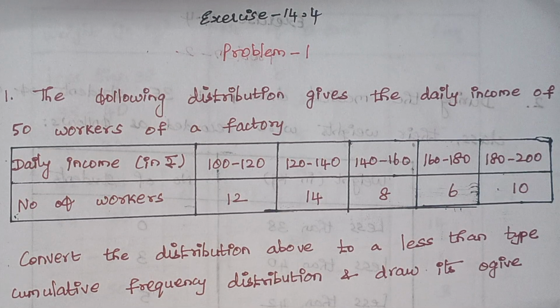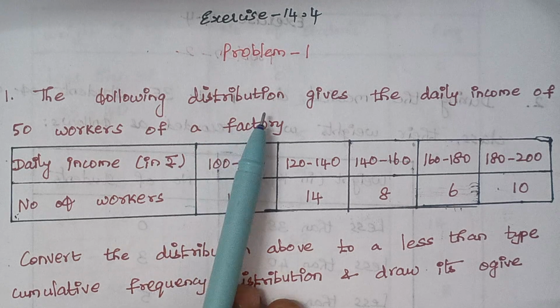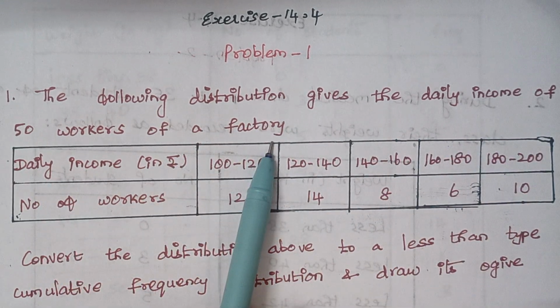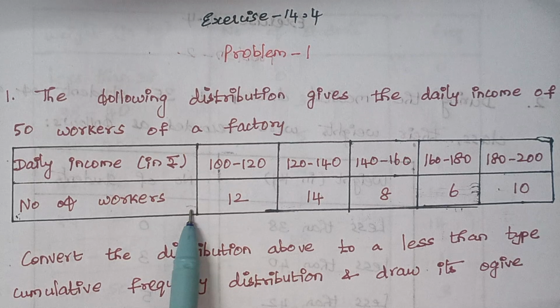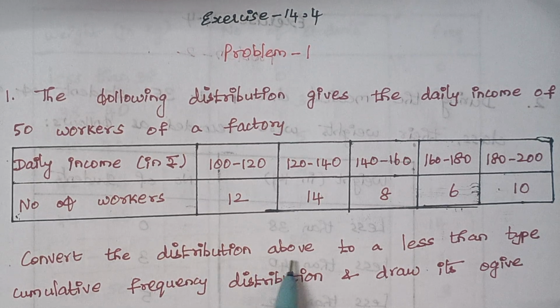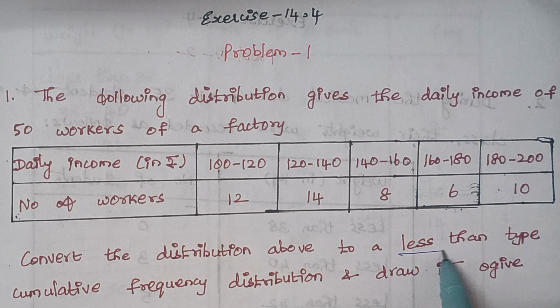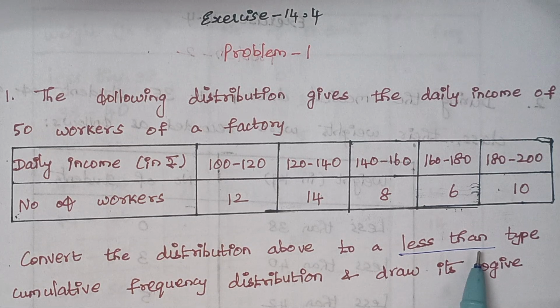Today we are going to solve problem 1 in exercise 14.4. The problem is the following: the distribution gives the daily income of 50 workers of a factory. So this is the given tabulation. Convert the distribution above to a less than type cumulative frequency distribution and draw its ogive. So here we are going to draw a graph of less than type.